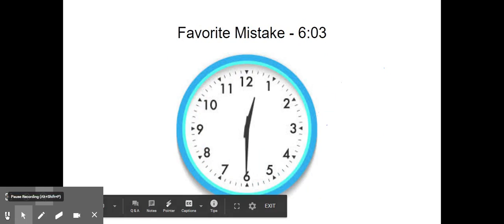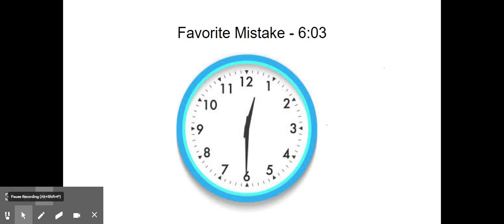Here is my favorite mistake. Thank you to everybody who has been sending in your work. I noticed in some of your work some of the same mistake, so I wanted to go over it. Here's a picture of a clock. The time I wrote is 6:03. Take a minute to think. Why is this a mistake? What's the problem?